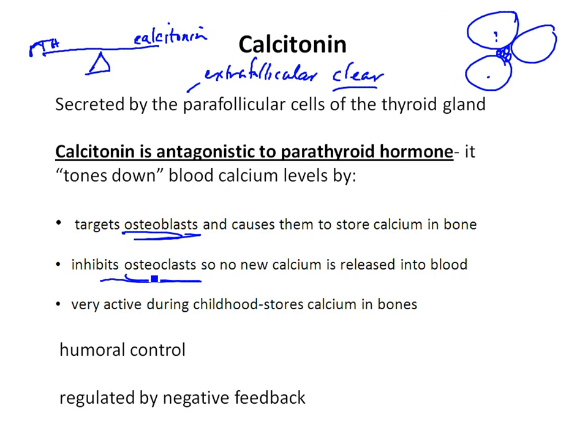So you want to go ahead and make sure you get enough calcium when you're younger, and it's that calcitonin that's going to help you store it into your bones. Now, calcitonin also works on humoral control, so we're looking at the levels of blood calcium. When blood calcium gets high, calcitonin is going to be released to kind of tone that level down, okay? And then once you get it back down to the right level, negative feedback is going to come back and turn the calcitonin off so that you're not releasing more.